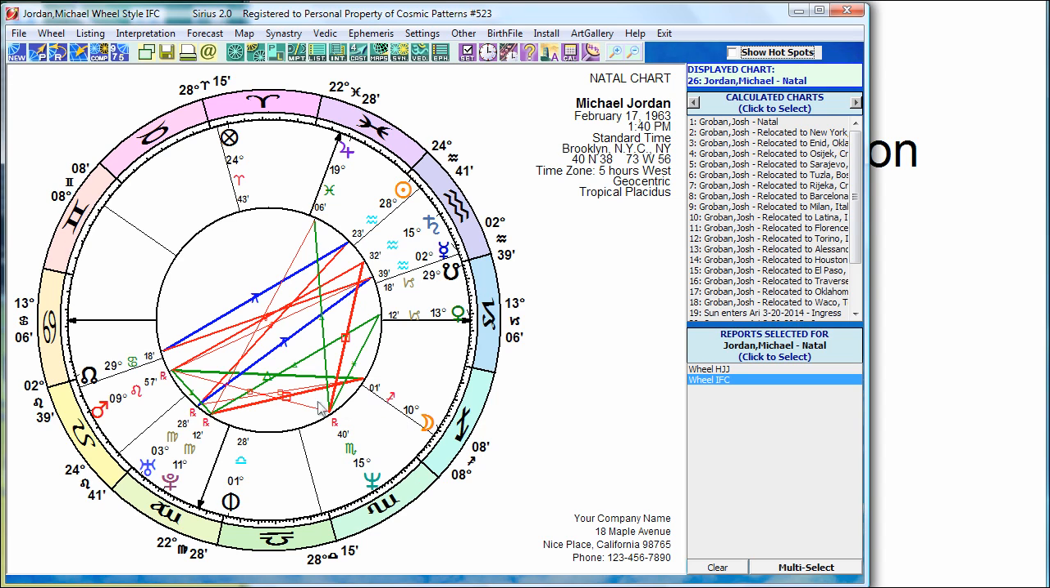Each degree is divided into 60 minutes. So it's a very exact trine, which means it's very strong, and he's very competitive, and he does it harmoniously and smoothly. He's very successful at it. So that's how it works, my friends.